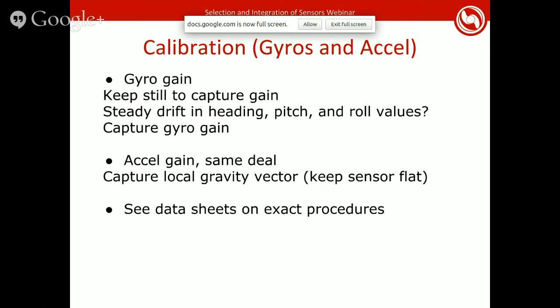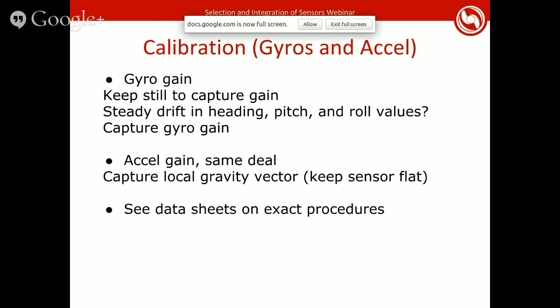Similarly, accelerometers have the same deal. There might be some steady state, so you have to capture the gain. And the local gravity vector might be different from the factory, so I need to calibrate that. To do that, you keep the sensor flat, so it tells you where gravity is, and then it knows that's the z-axis. Again, different sensors have to do this in different ways, but the procedures are mostly similar; just sending the command is different.